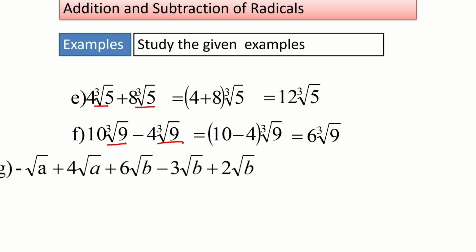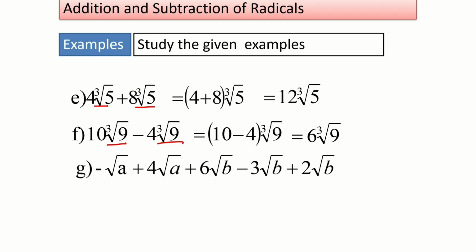And for letter E, we have negative square root of A plus 4 square root of A plus 6 square root of B minus 3 square root of B plus 2 square root of B. So just like in our rule, we have to combine similar radicals. If you're going to examine, negative square root of A and 4 square root of A are similar radicals. Also, 6 square root of B, minus 3 square root of B, and 2 square root of B are similar radicals. So we can combine them.